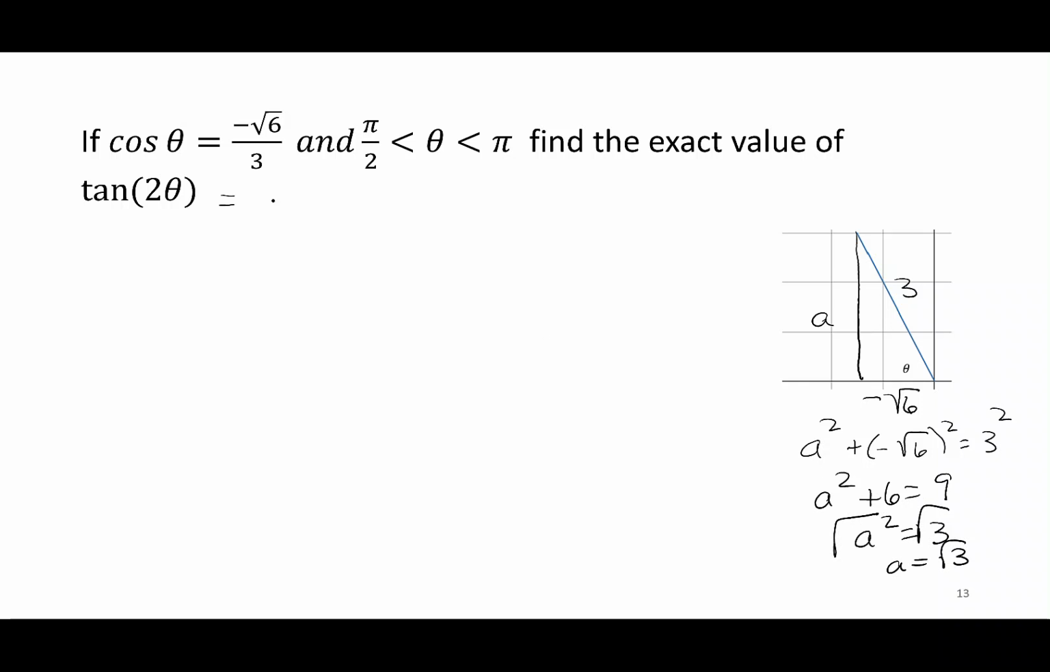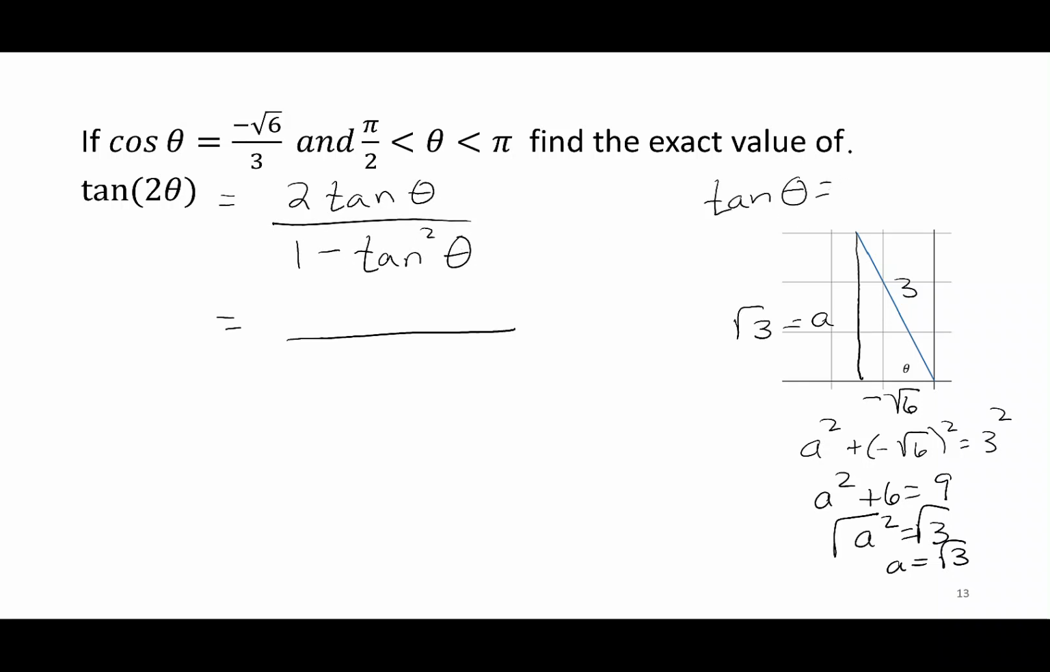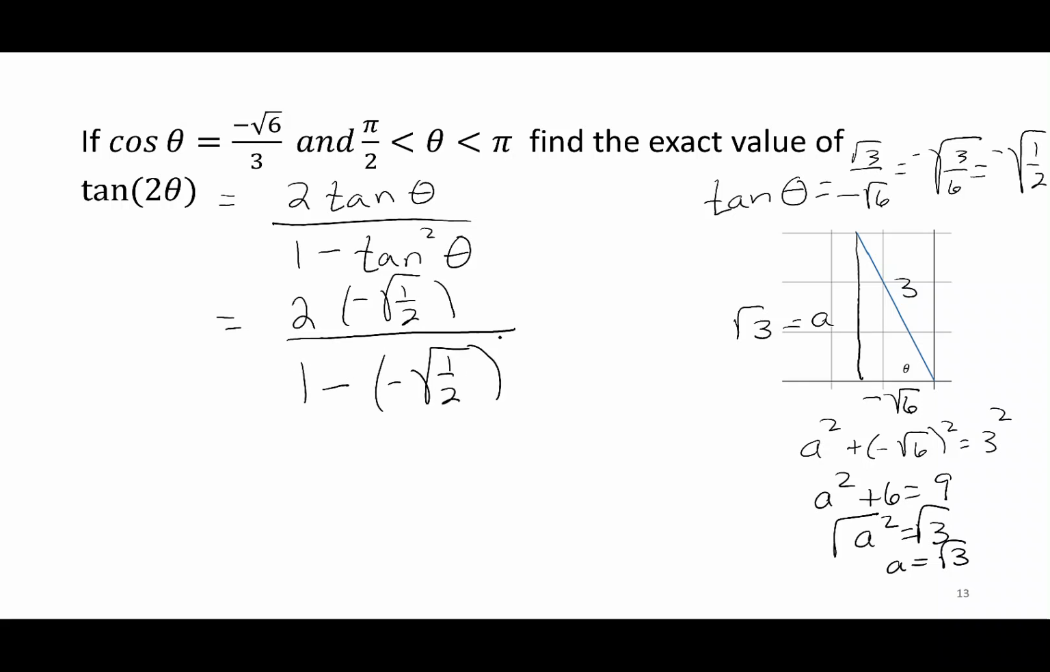Our double angle formula for tangent says that tan 2 theta is 2 tangent of theta over 1 minus tangent squared theta. When you go back to theta, tangent of theta is going to be equal to the square root of 3 over negative the square root of 6. We can write this as negative the square root of 3 over 6, which is negative the square root of 1/2. Plugging that into our formula, we have 2 times negative the square root of 1/2 over 1 minus negative the square root of 1/2 squared.